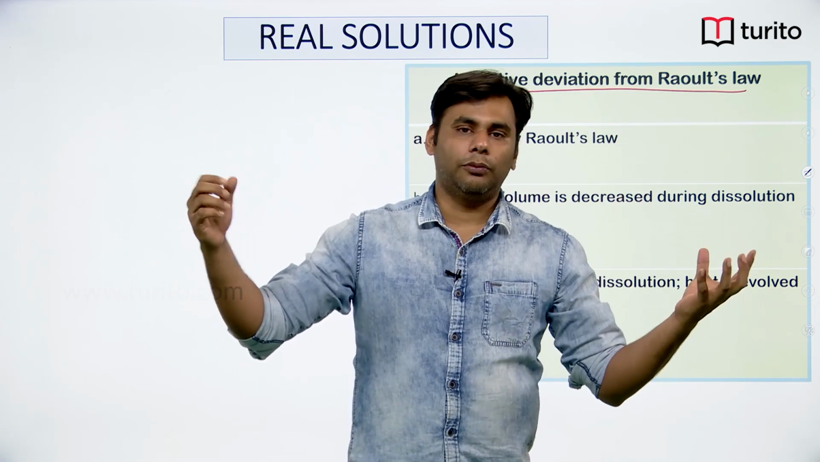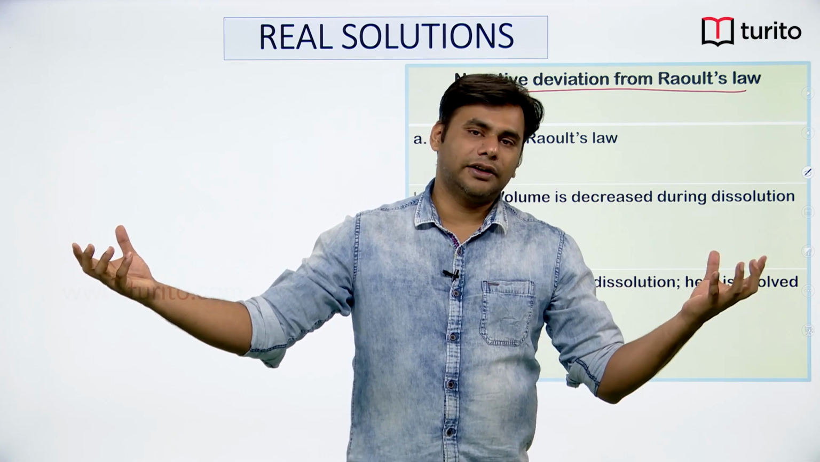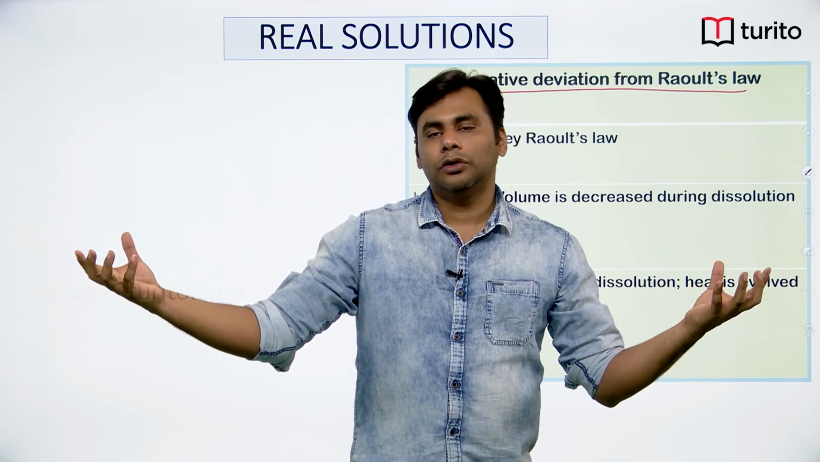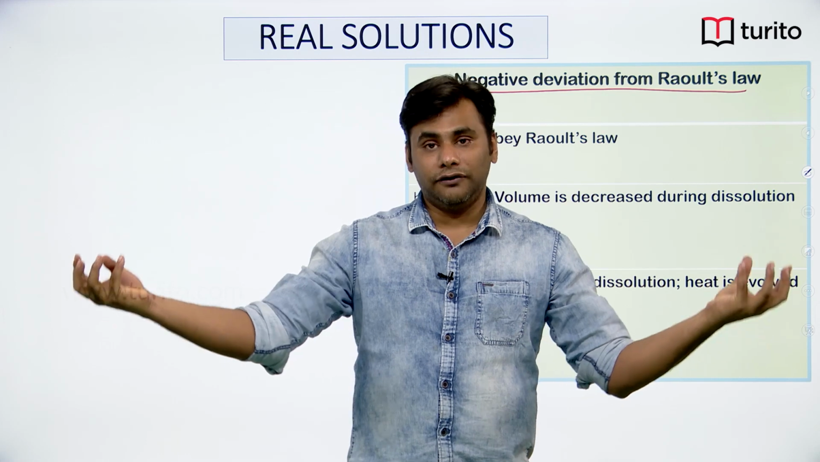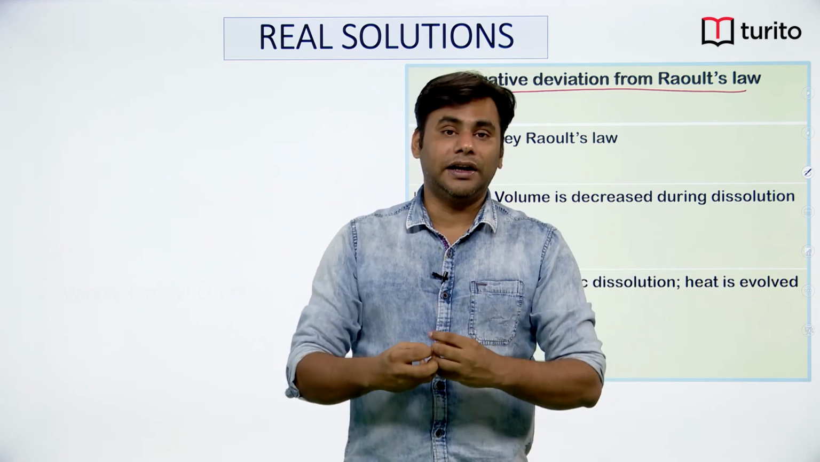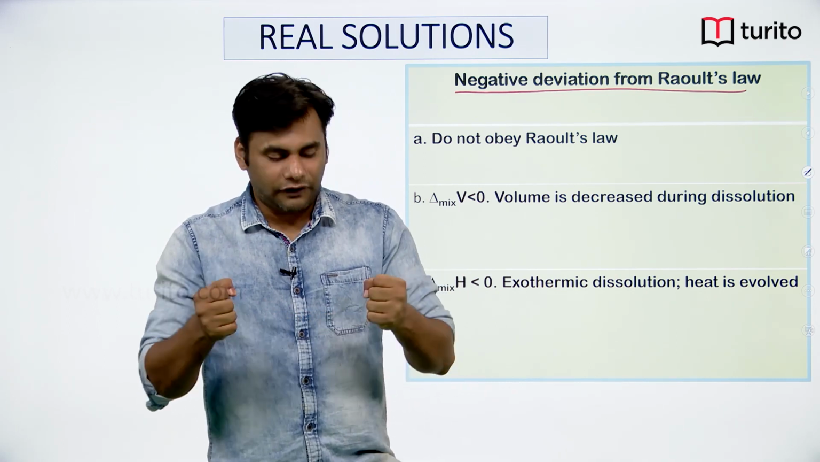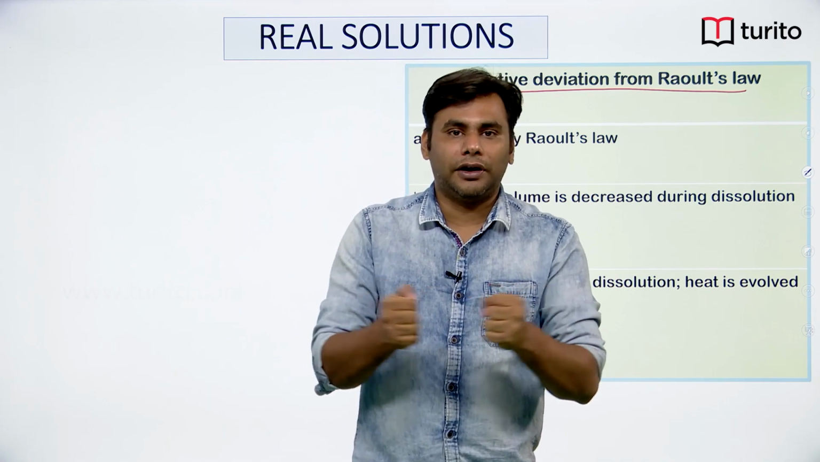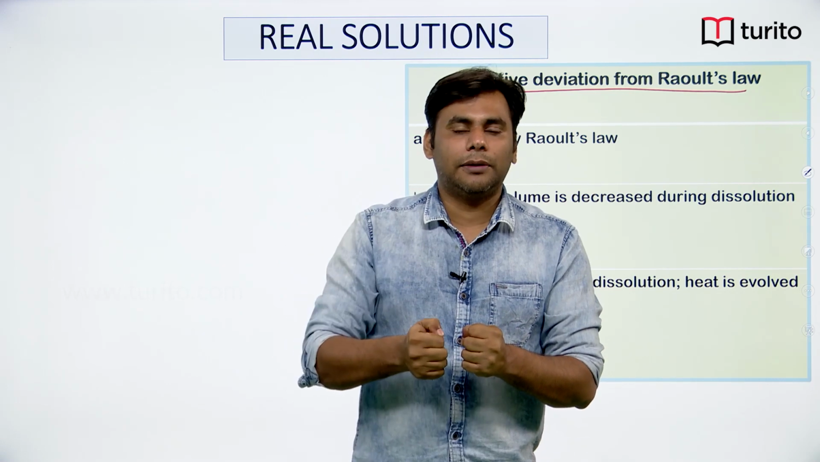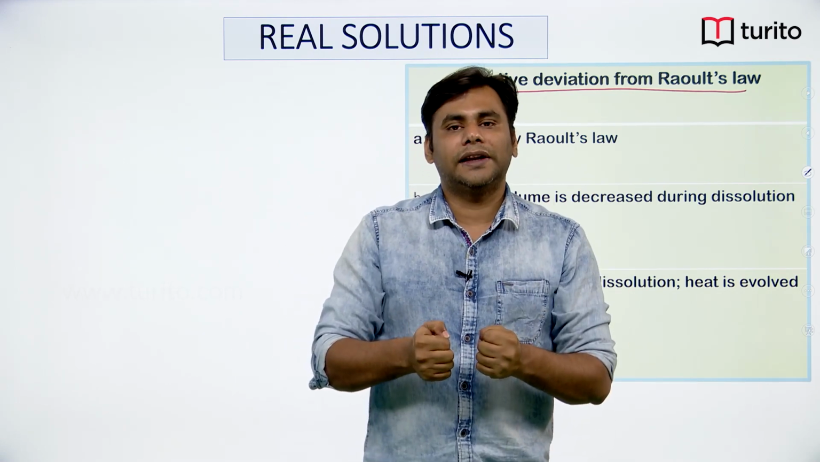So we are having say component A and component B. Initially in this only AA interaction was there, in this only BB interaction was there. Now when we mix them together, there would be AB interaction now. Now if AB interaction is very strong, so what would happen? Neither this A will be able to escape out, neither this B will be able to escape out.